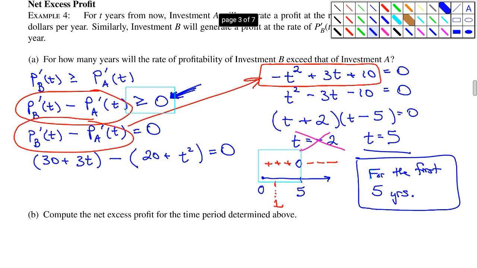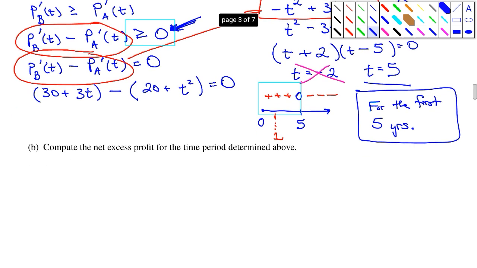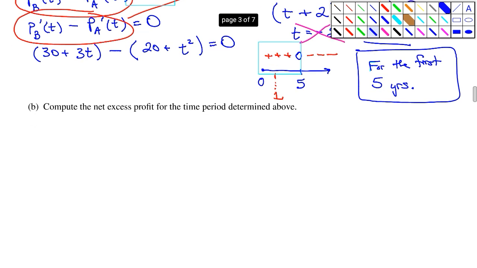And then question B, compute the net excess profit for the time period determined above. So the net excess is going to be the accumulation of profit that you received from investment B minus the accumulated profit that you would have received from investment A.